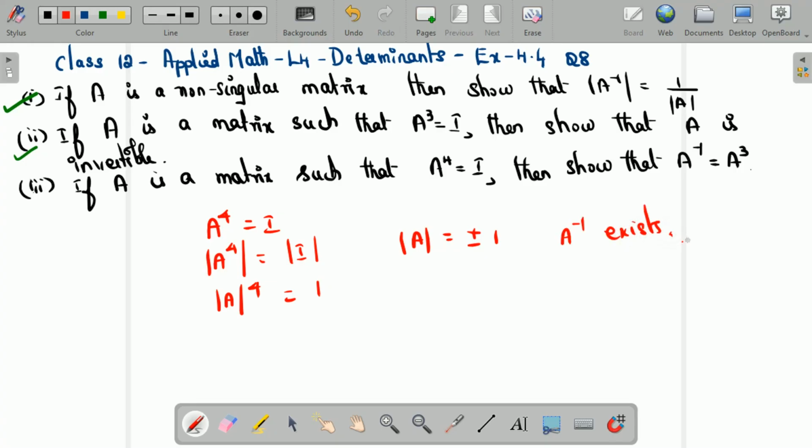So that's the first part. Now let's write A power 4 is going to be equal to I. I can write inverse on both sides. So A inverse A power 4 is equal to A inverse of I. So now A inverse I will be nothing but A inverse. A inverse of A power 4 will be A cube, which means A cube is equal to A inverse, and that is what we needed to prove.